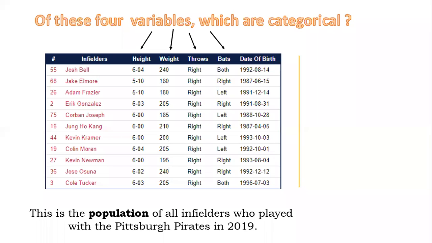You see here on this slide a roster of the population of all 11 infielders who played with the Pittsburgh Pirates in 2019. We see that we have 4 columns in the center of the table that tell us the height, the weight of the players, as well as which side of the plate they batted on, and which arm they used to throw. Of those 4 variables, which would you say were categorical variables?